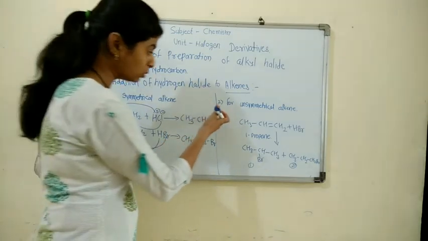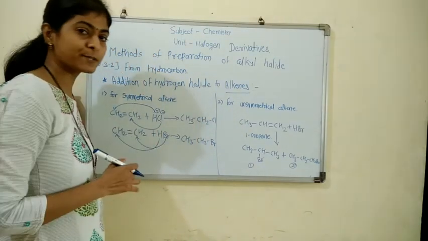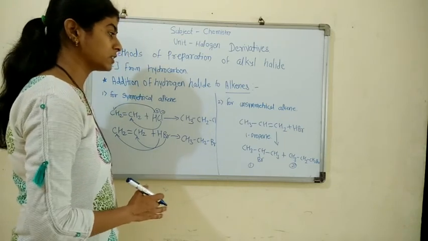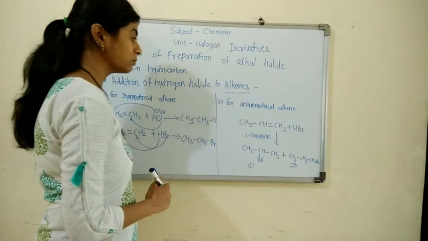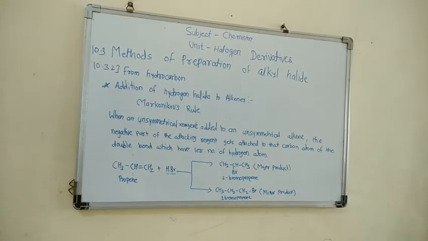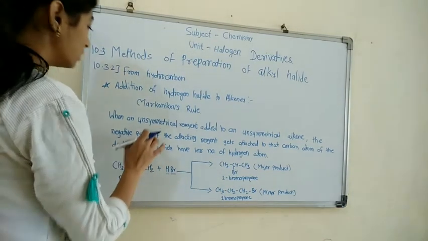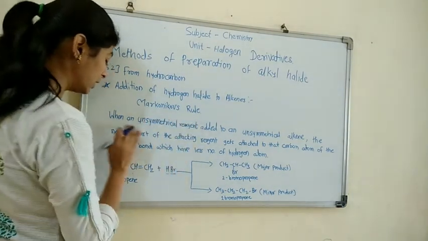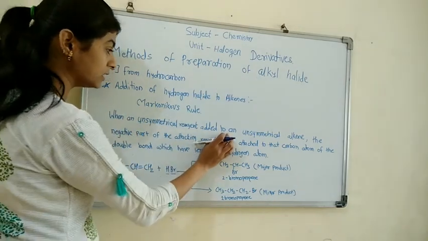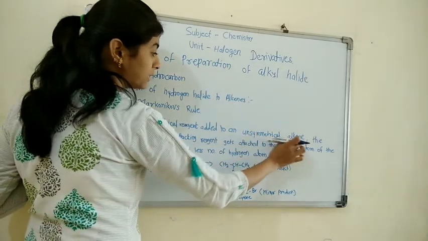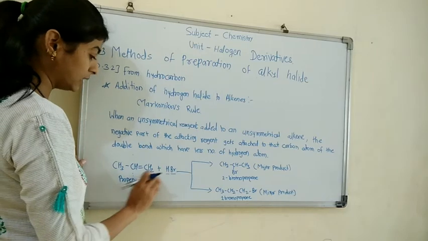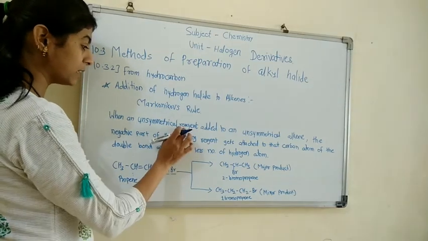So two rules are there. First is Markovnikov's rule and second is the peroxide effect or Kharash effect. We will see about Markovnikov's rule and the peroxide effect. Now Markovnikov's rule says that when an unsymmetrical reagent is added to an unsymmetrical alkene, here propene is the unsymmetrical alkene and HBr is the unsymmetrical reagent.